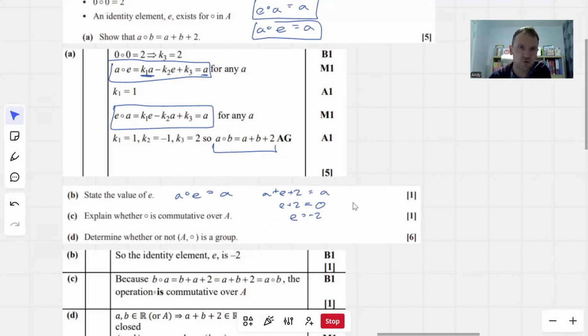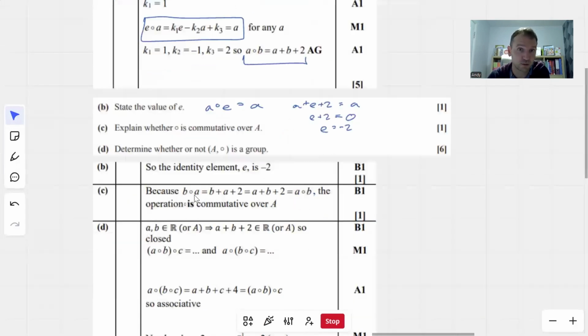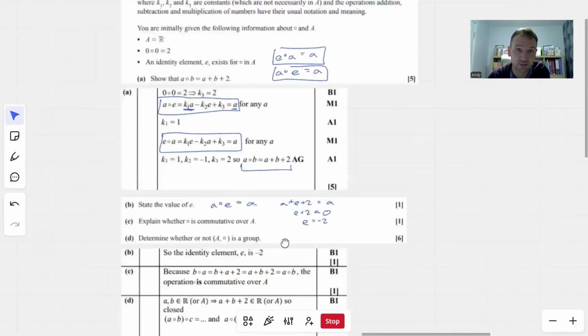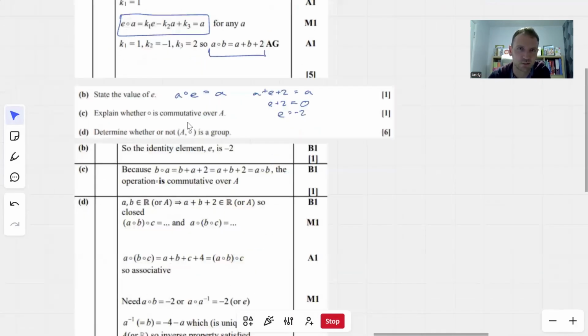Part C, you need to make sure you keep some rigor here. This is an explain question. Yes, it's only 1 mark, but you need to be very clear that you're looking whether B composed with A is equal to A composed with B, and you need to show a bit of algebra to back that up. The examiner's report explicitly says it's not okay just to say addition's commutative, therefore the operation's commutative. You need to show some algebra to back that up. So when in doubt, be rigorous, show the algebra to back up any of your claims.